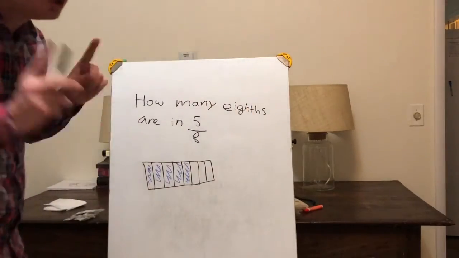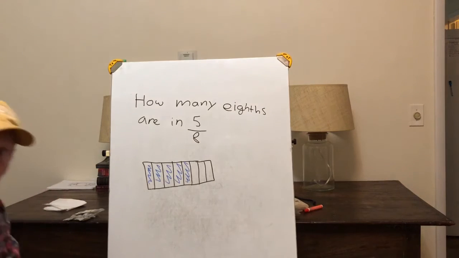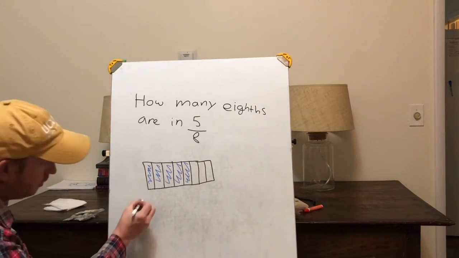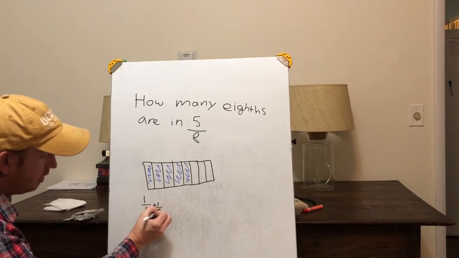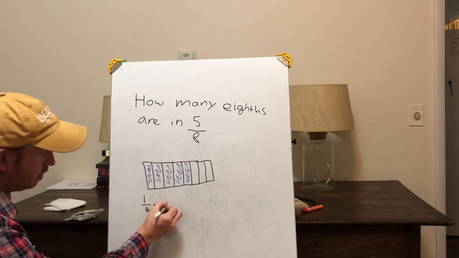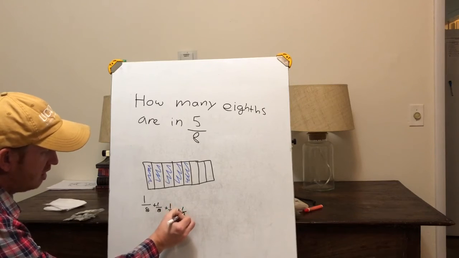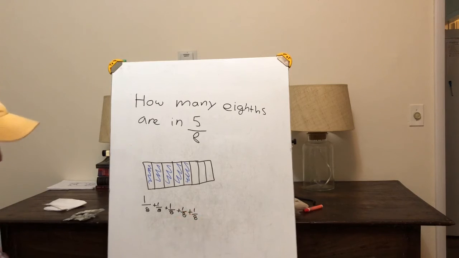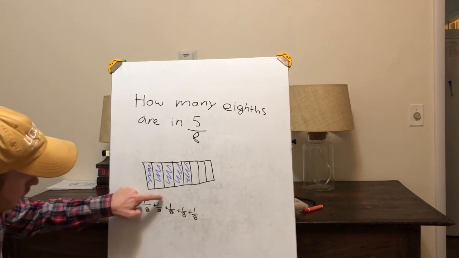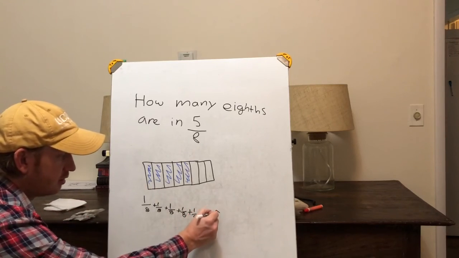The other way you could do it, although this problem specifically asks for a tape diagram, would be the unit method, where we'd go 1/8 plus 1/8 plus 1/8 plus 1/8 plus 1/8. And then we count it up again. 1, 2, 3, 4, 5. We know that the answer is 5.